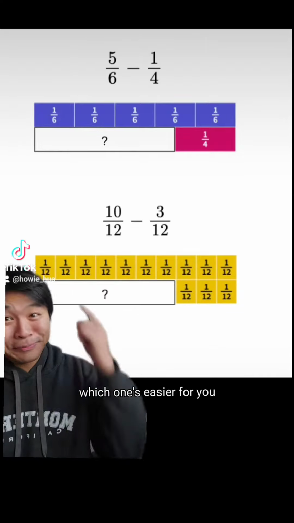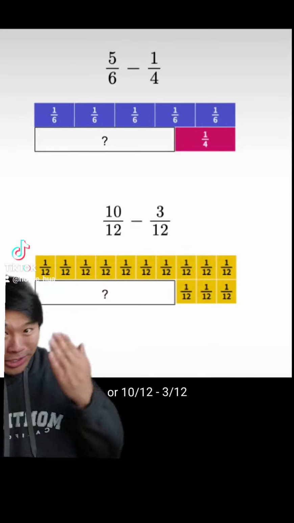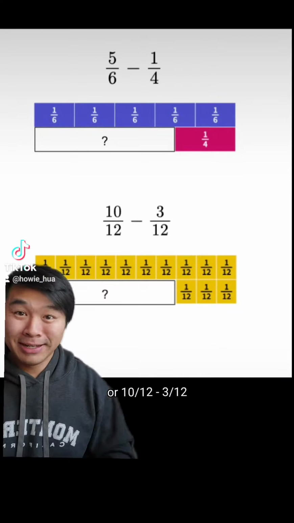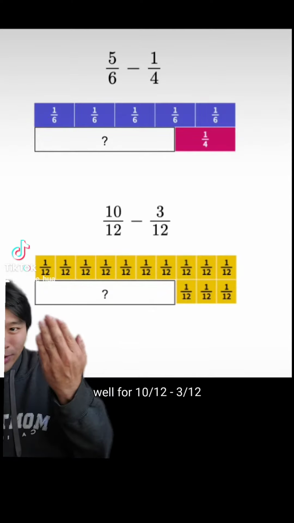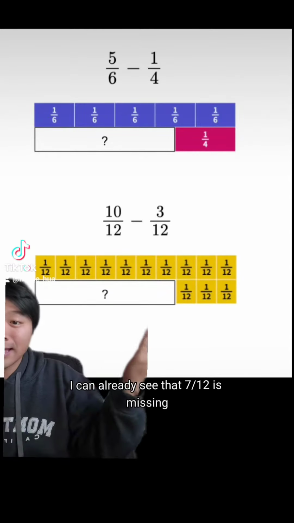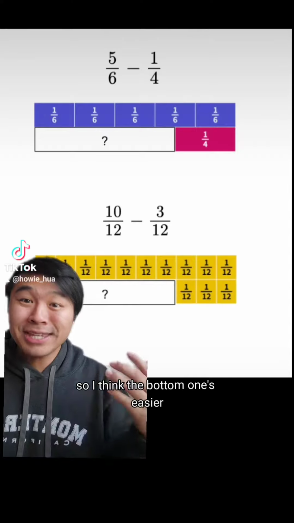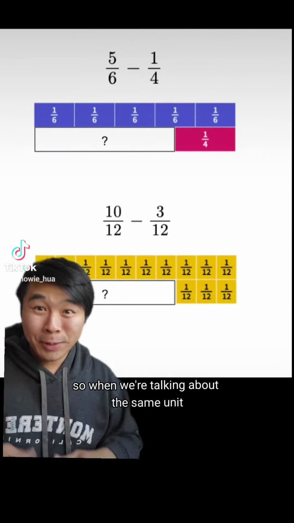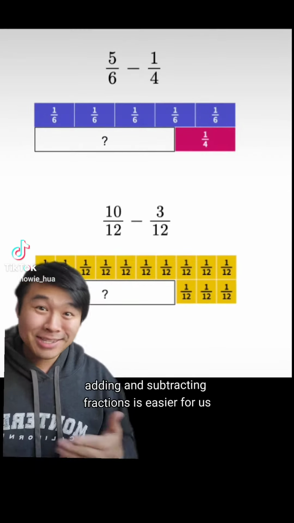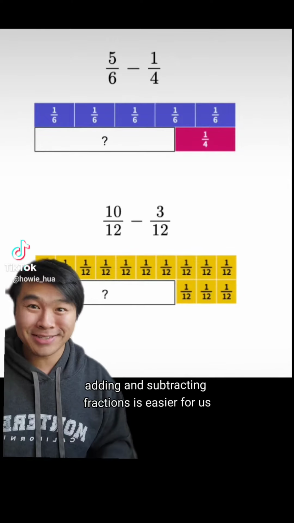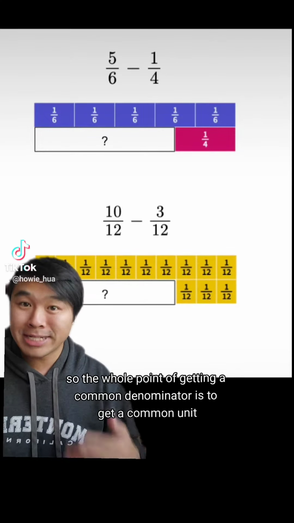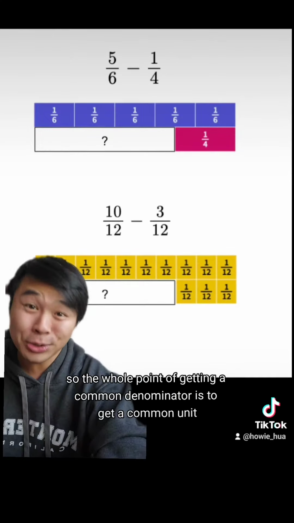And I would do the same thing for subtraction. Which one's easier for you, 5/6 minus 1/4 or 10/12 minus 3/12? Now, some may say, well, for 10/12 minus 3/12, I can already see that 7/12 is missing, so I think the bottom one's easier. So when we're talking about the same unit, adding and subtracting fractions is easier for us. So the whole point of getting a common denominator is to get a common unit.